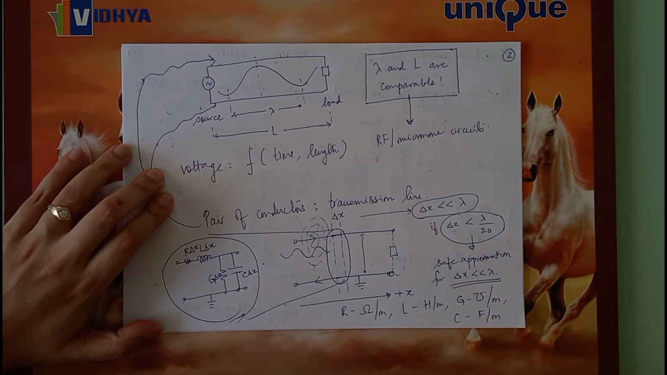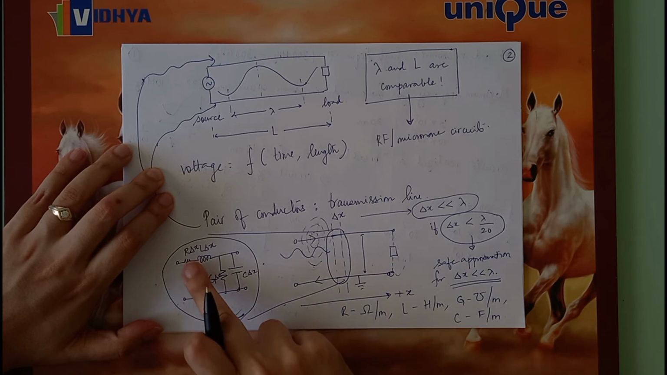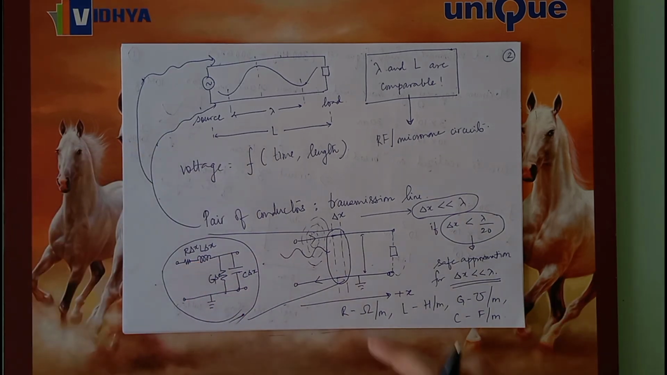So always remember this. R, L, G, C are taken as per unit length quantities. They are taken as per unit length quantities. So we always have to multiply with the length in concern so as to get the actual resistance and other values over the section of the line that is under consideration. So this is the first thing that you need to know about transmission lines.